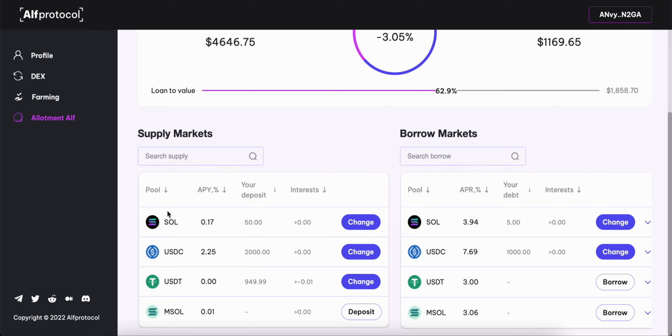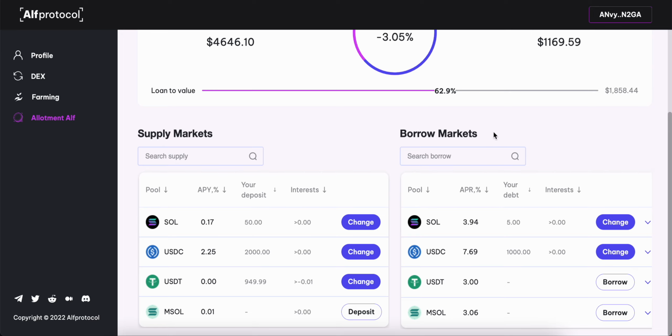Right here you will see the pool name. We have Solana, USDC, USDT, and MSOL at the moment. In the future, this range of assets will expand, of course. Then you have the APY, which is the current APY that you are earning, and this APY number is dynamic and is always changing based on the utilization rate of this pool. Then you see your deposits, which represent how much of this asset you deposited. As you can see in this example, we have 50 Solanas, we have $2,000 and $950 of USDT.